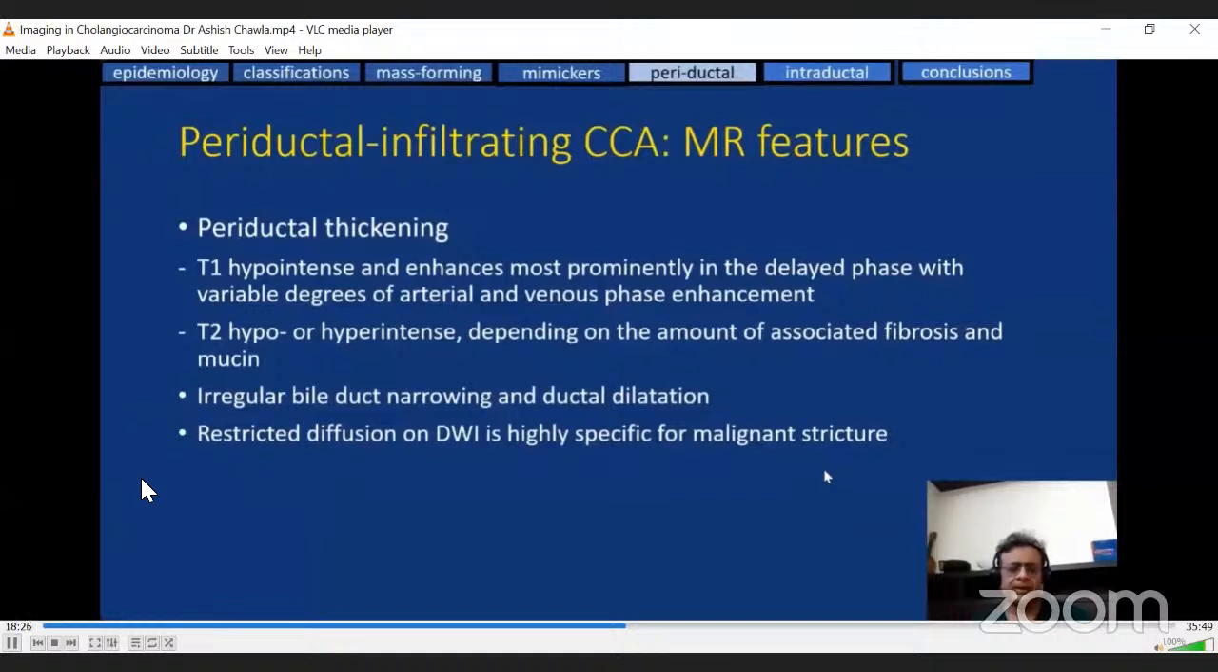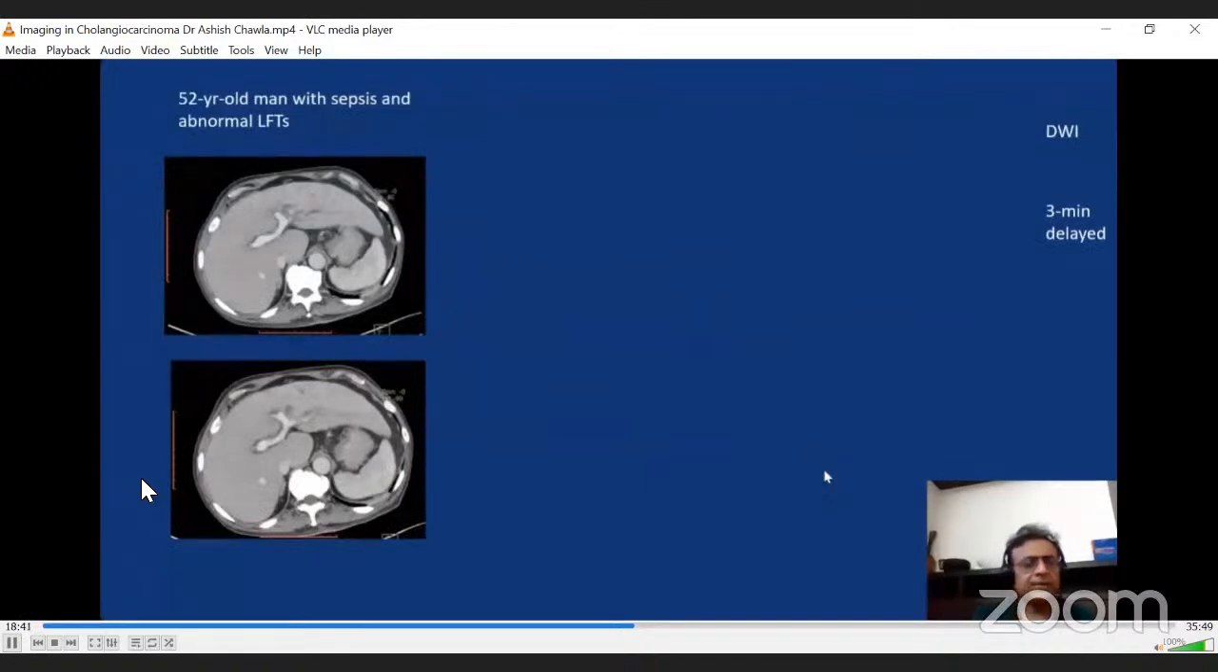And the most important in practice is the presence of restricted diffusion in the periductal thickening that makes our confidence high to call it a malignant structure. So here is an example of a patient, a 52-year-old man, presented with sepsis and abnormal liver function tests, and this is how they usually present. On the CT scan, single portal venous phase, there is just focal ductal dilatation, nothing else. Focal ductal dilatation in the left duct.